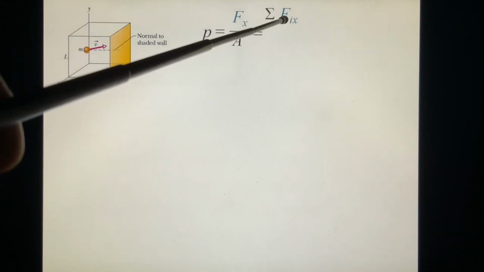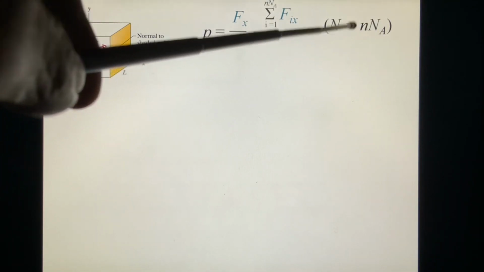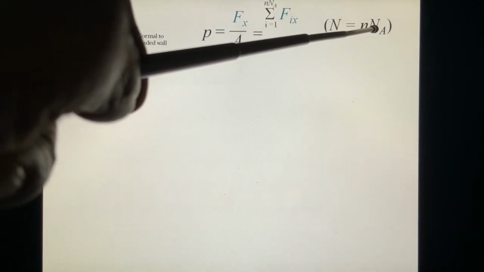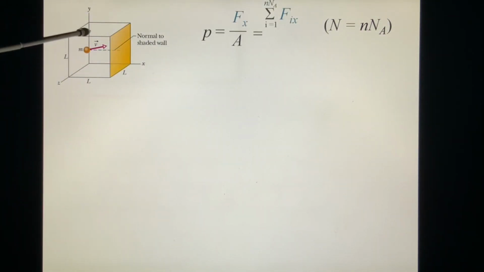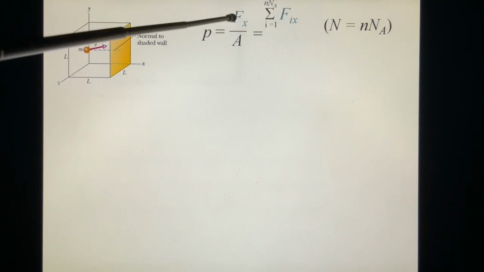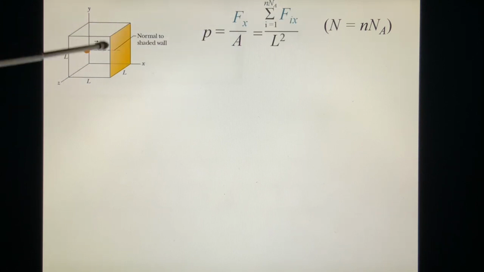Altogether, you have molecules 1, 2, 3, 4, 5, up to the total number N. There is a total number in this box, so we add them together. That's the total force. The area is L squared.